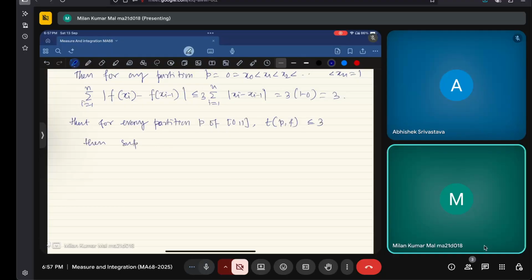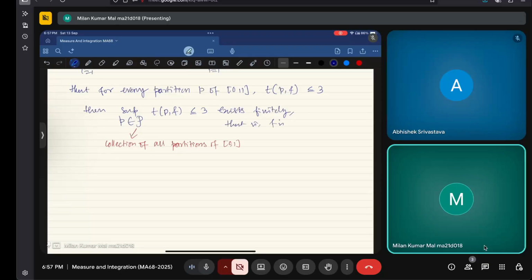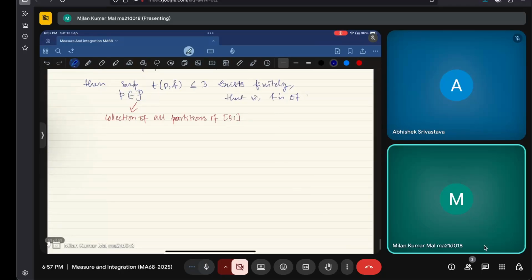Then the supremum over all partitions P of [0, 1] exists, that is, f is of bounded variation. f is a function of bounded variation.